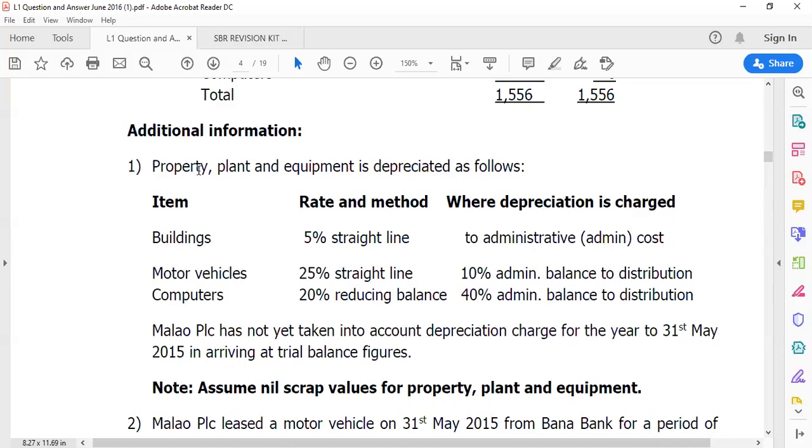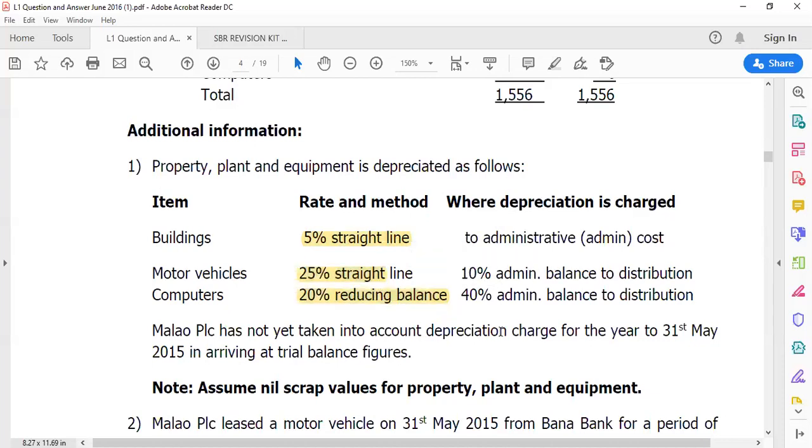So let's go. There we go. We've got note number 1, property, plant, and equipment. What an easy note. See, buildings, DIP has been given to you straight line 5%. There, what we have 25%. There, 20% using reducing balance. And then they've told you, Marawa PLC has not yet taken into account depreciation charge for the year to the 31st May 2015 in arriving at the trial balance figures. So the figures in the trial balance, they've not yet charged depreciation. So you need to charge DIP for the current year and use this percentage: 5% straight line, 25% straight line, this one 20% reducing balance.